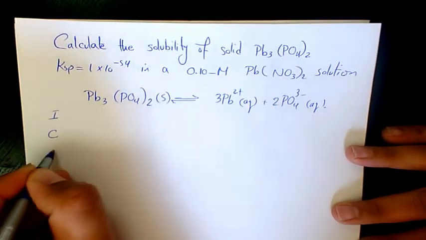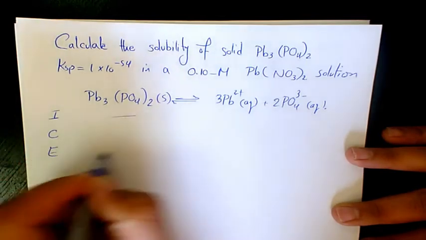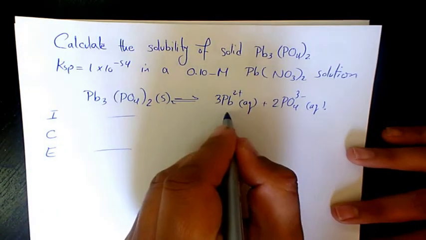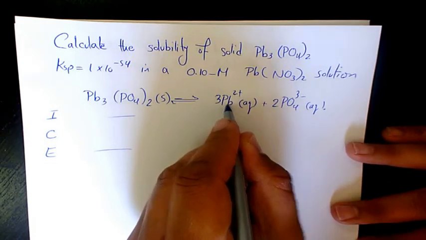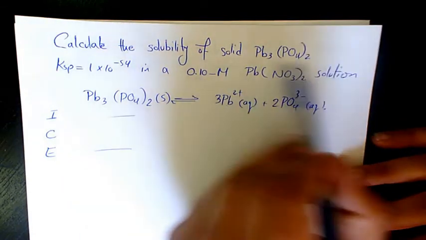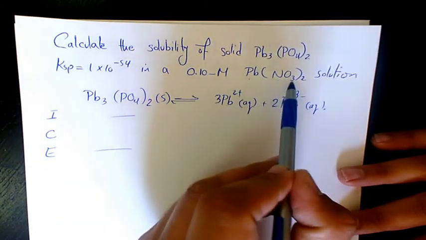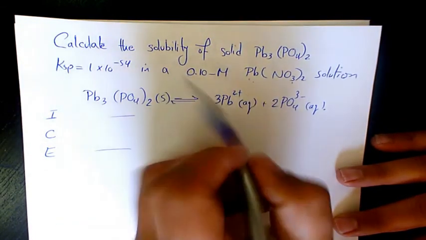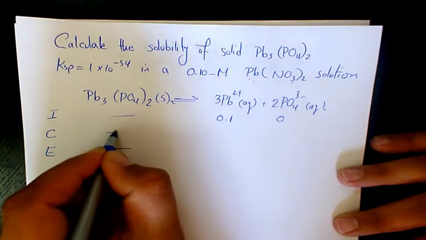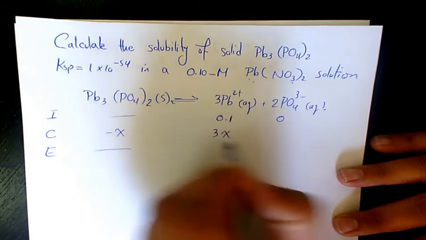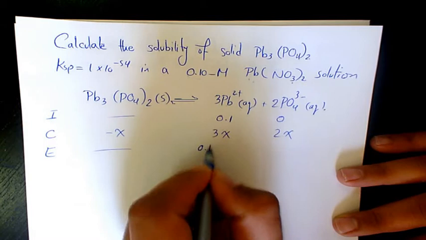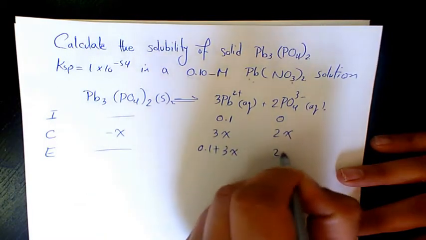So initial, change, equilibrium. We don't have it for the solid form for initial and equilibrium. Initially, do we have lead? Yes, because we are finding the solubility in this solution, Pb nitrate. So we have 0.1, and initially there is no phosphate. So here negative x, 3x, 2x, that's it. It's done. 0.1 plus 3x, and here it's going to be 2x.